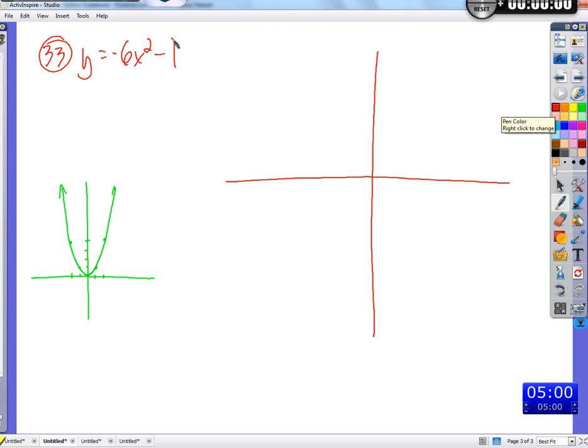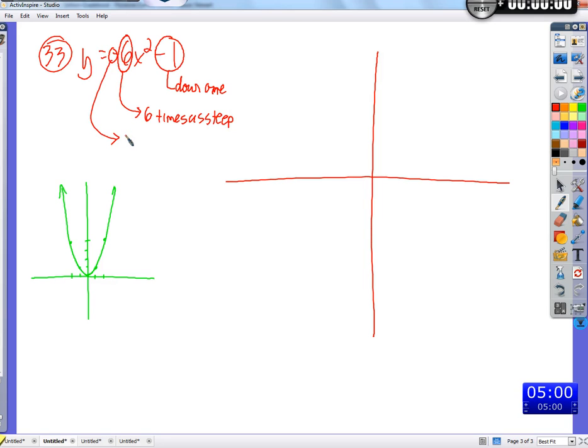So let's do this. What will this do to the graph? Down one, and the six will make it six times steeper, and this negative will flip over the vertex, and I use that verbiage on purpose. It's important that it flips over its vertex, and I'll show you why. If we said flip over the x-axis, well then, that would be different. I'll show you how it can be different.